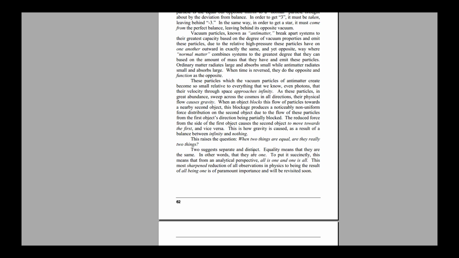This raises the question, when two things are equal, are they really two things? Two suggests separate and distinct. Equality means that they are the same. In other words, that they are one. To put it succinctly, this means that from an analytical perspective, all is one and one is all. This most sharpened reduction of all observations in physics to being the result of all being one is of paramount importance and will be revisited soon.